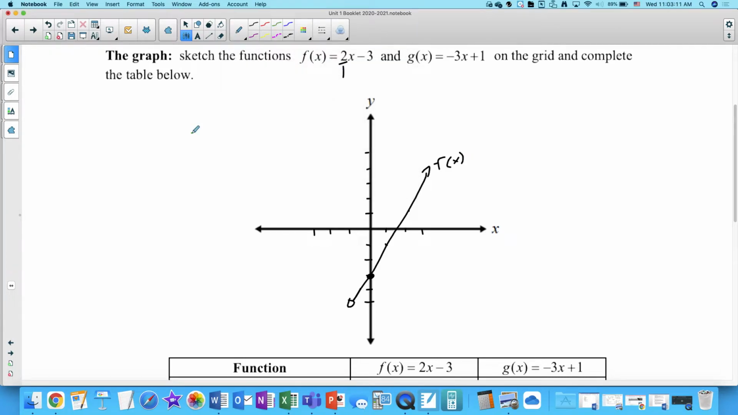So g of x, our starting point, the b value is 1. So I'm going to start there. And then this is negative 3 over 1. So if our rise is negative 3, that means we go down 3 and then right 1. Okay, so I'm going to go down 1, 2, 3, right 1. You could also think of this as 3 over negative 1, because it has the same value as negative 3 over 1. In that case, you would go up first, and then negative 1 means you're going left. But either way, these points are all on the same line.